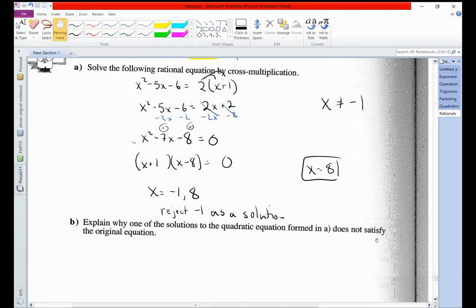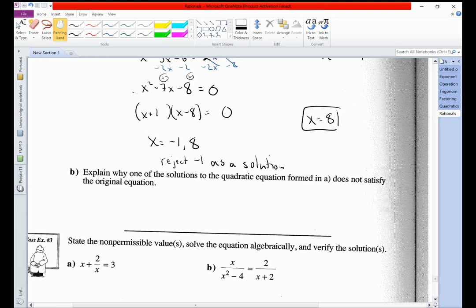Explain why one of the solutions to the quadratic equation formed in A does not satisfy the original equation. Because it's a non-permissible value and it leads to a division by 0. So we can't divide by 0. That's why.